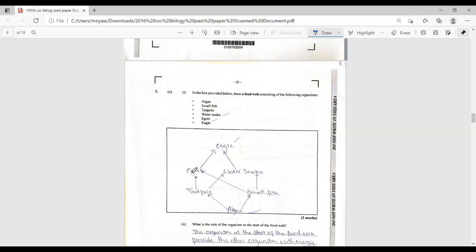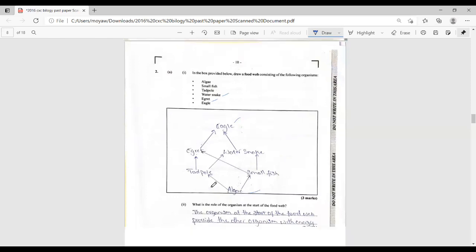And that's why I have an arrow from the tadpole to the egret, arrow from the small fish to the egret. So the water snake can also eat the tadpole and also eat the small fish. And that's why we have arrows from both of them going to it. So now the eagle is a predator, one of the top predators in the food web. So it can also eat the egret and also eat the water snake. So we have completed our food web now.